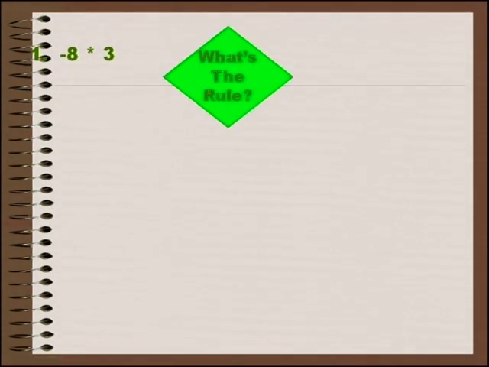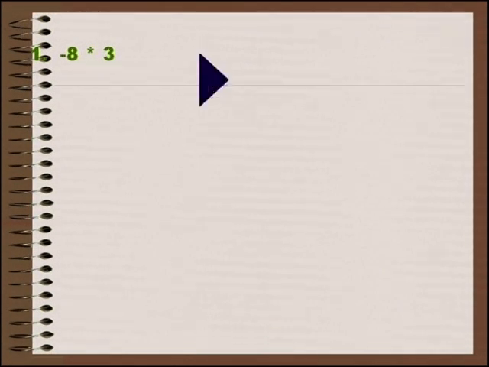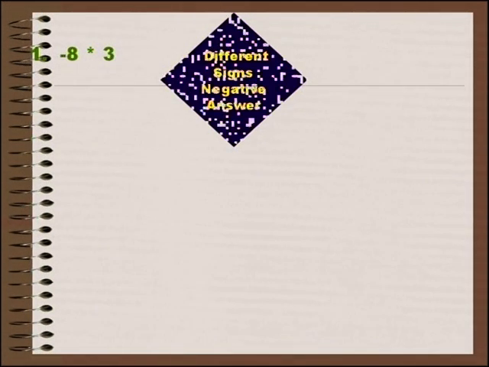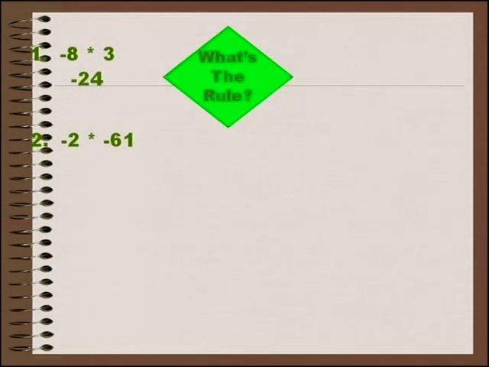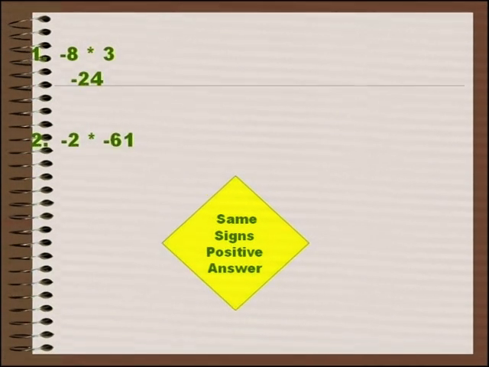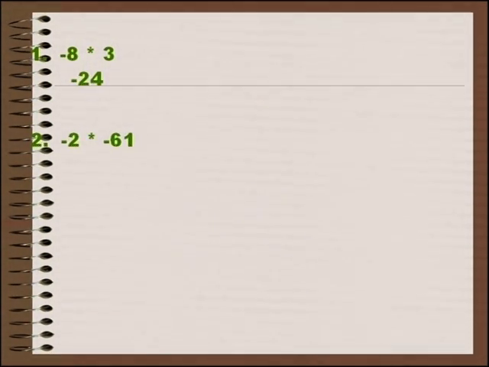So what is the rule now? Different signs, negative answer. Different signs, negative answer, correct? Minus 8 times 3: here one is positive and another is negative, which gives minus 24. Minus 2 times minus 61, what is the answer? Both are negative, so same signs, positive answer. Is it clear? Okay, children.